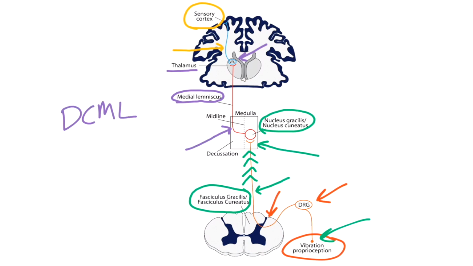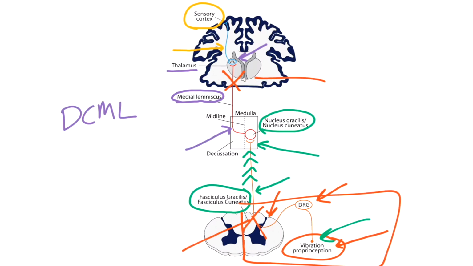So if a patient has a damaged dorsal column, like right here, then they are not going to be able to sense vibration and proprioception below that level on the ipsilateral side, so staying on this side. But if damage occurs up here following the decussation, then of course the patient would have contralateral loss of vibration and proprioception.